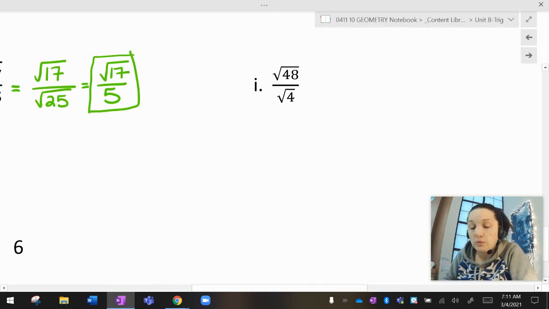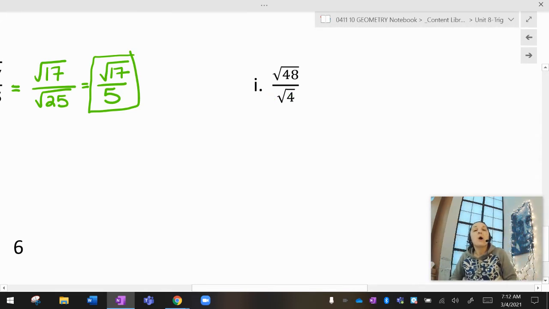Radical 48 over radical 4. Okay, you may be thinking, hey, Mrs. Vibber, is this one of those things where I can say the square root of 4 is 2 and do that off the bat? You absolutely can. Or you can do this by dividing first. And in this case, I would divide first.